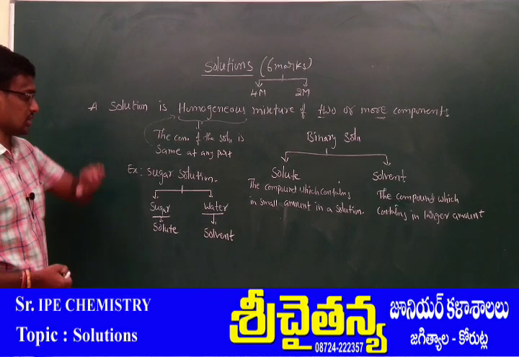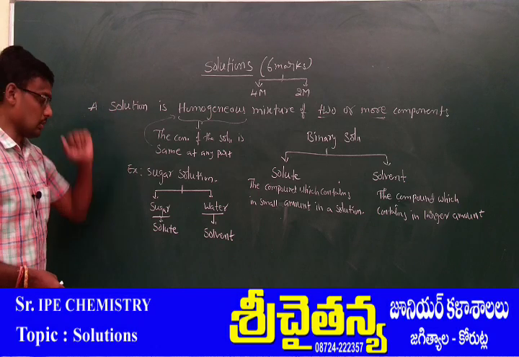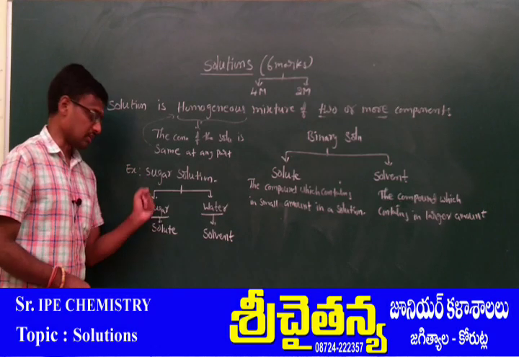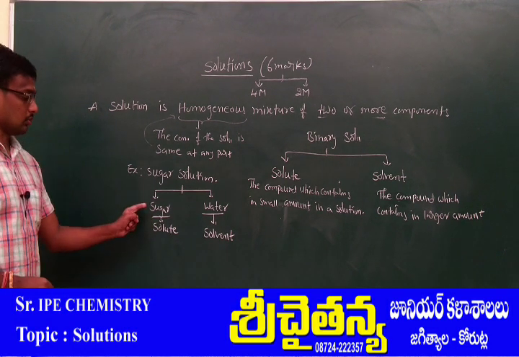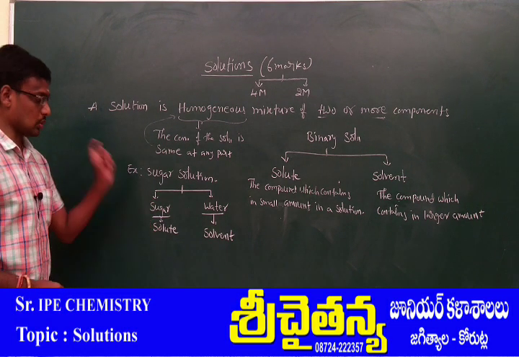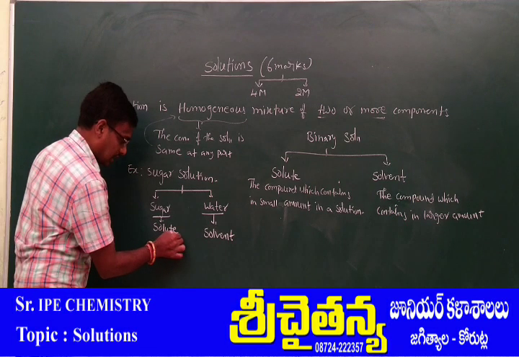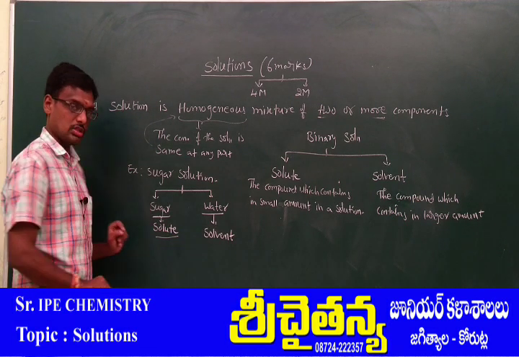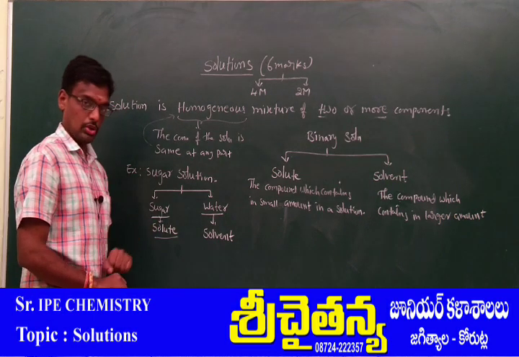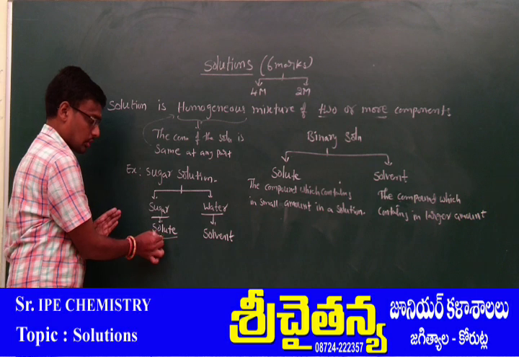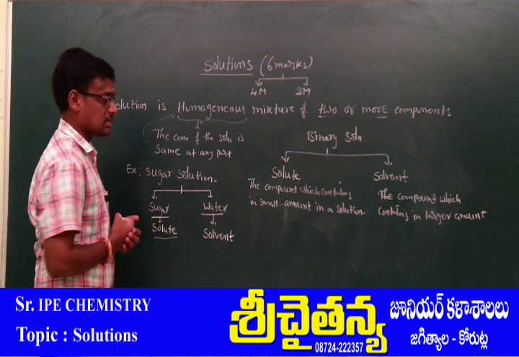Is it clear? Listen once again. Sugar solution contains two components. One is sugar, second one is water. Sugar is the solute, water is the solvent, because sugar is present in a very small amount and water in a large amount. Here sugar is known as solute, water is known as solvent.